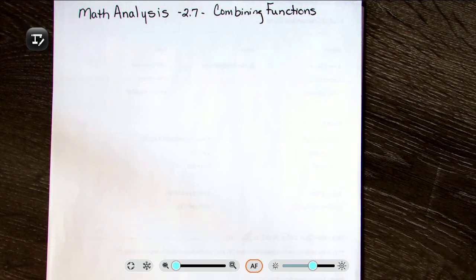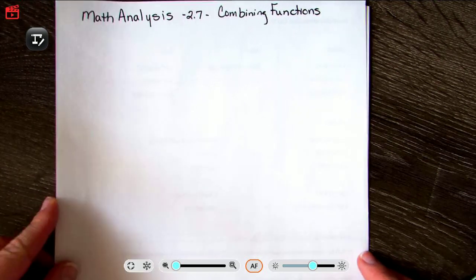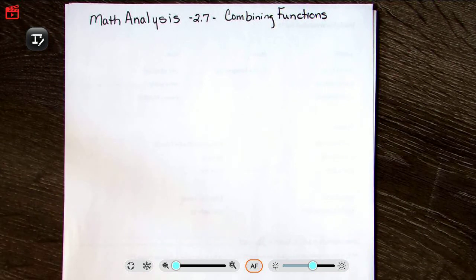Hello everyone. We are now into section 2.7 and 2.7 is about combining functions. We will first look at the notation for adding, subtracting, multiplying, and dividing, and then we'll move from there into composition, and then we'll just talk about all of those things in different formats.